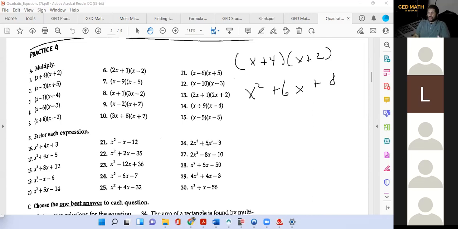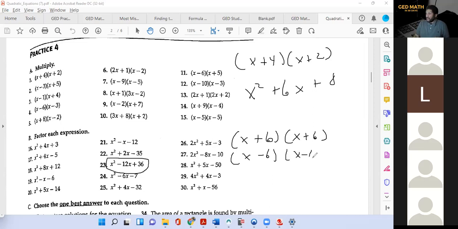They will say to you, for example, factor this. And then they're going to give you multiple choice. So they'll give you x plus 6 times x plus 6. They'll give you x minus 6 times x minus 6. They'll give you x plus 36, x plus 1. 9 times 4 is 36. x plus 9 times x plus 4.